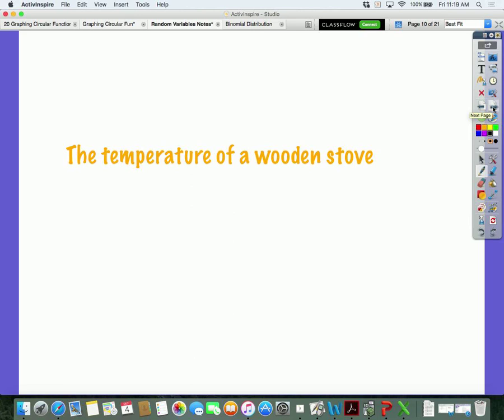What about the temperature of a wooden stove? Is that continuous or discrete? Hold your answer up in 3, 2, 1. That is 100% continuous.